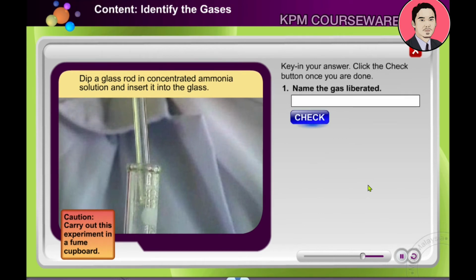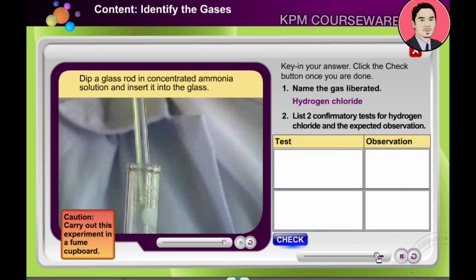Now, answer these questions. Key in your answer, then click the check button to check your answer. Gas tests for hydrogen chloride and the expected observations.